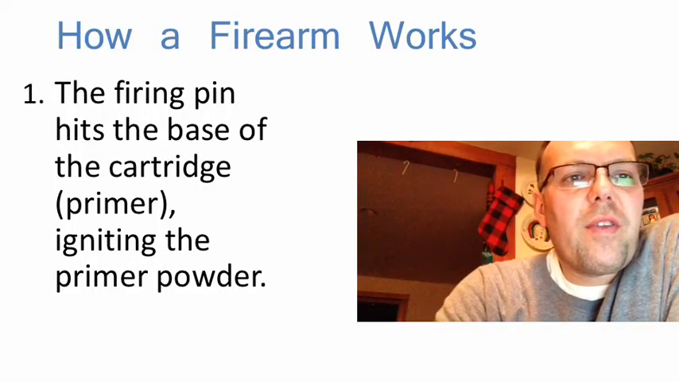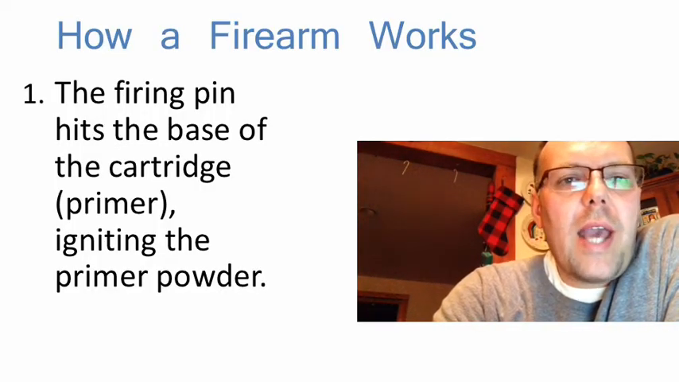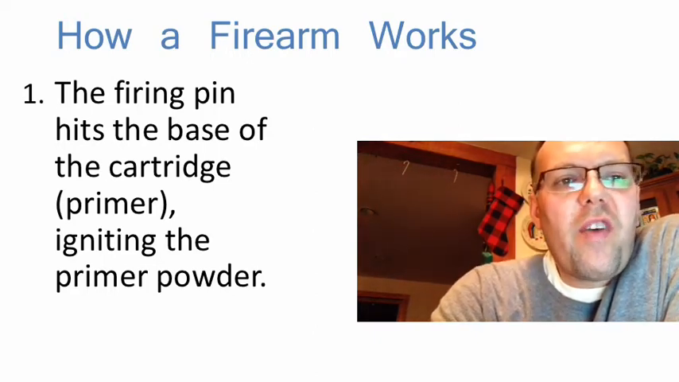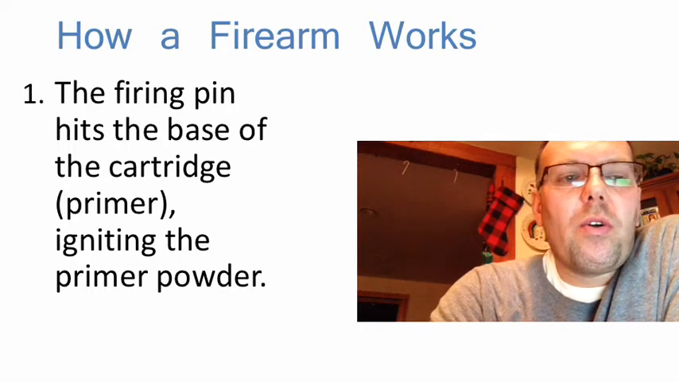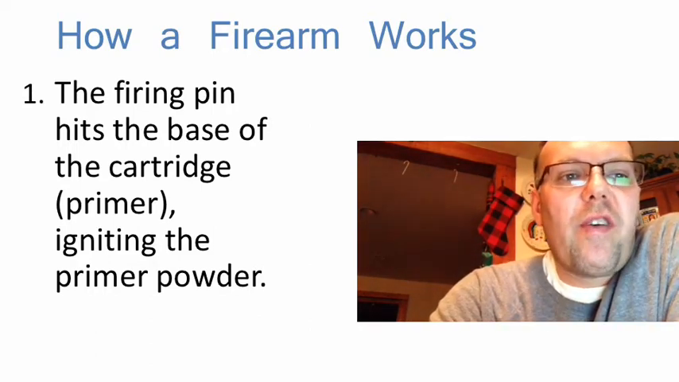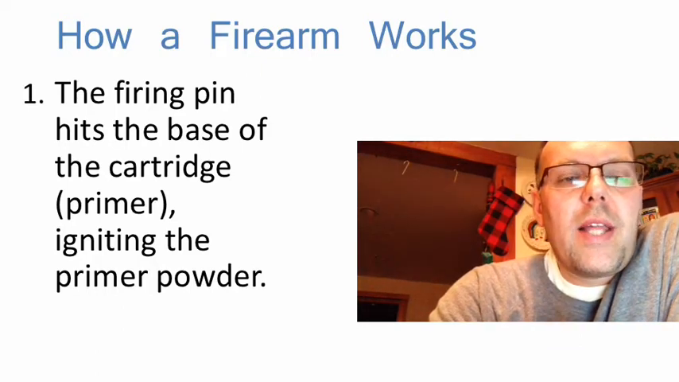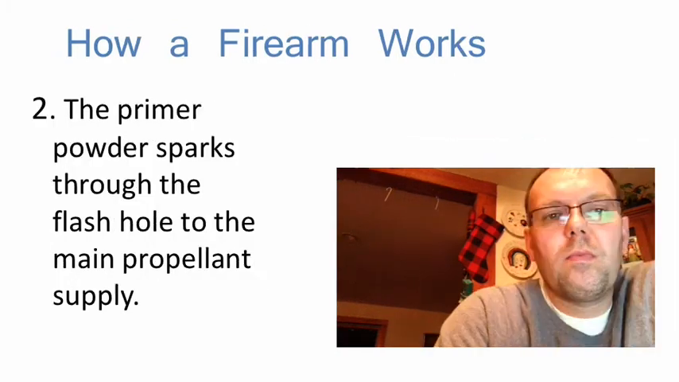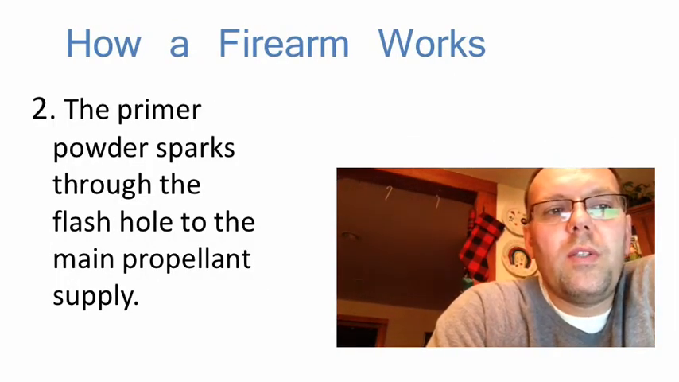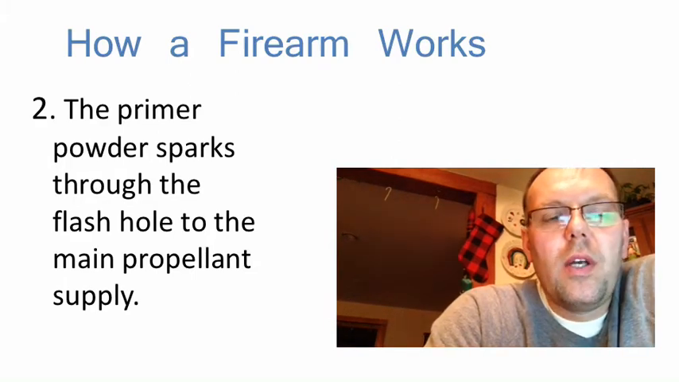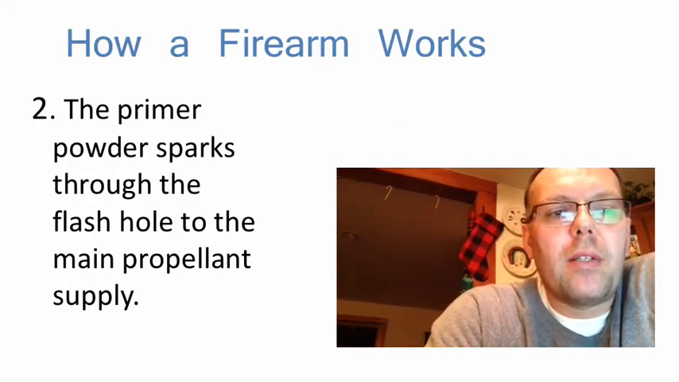What we're going to talk about for the next couple slides is what actually happens when the firing pin strikes the cartridge. Well, the firing pin actually strikes the thing called the primer. The type of round which I showed you was actually a center fire primer. And that primer powder ignites and goes through a flash hole. Once the primer powder sparks, it goes through the flash hole and then it ignites the main propellant, the gunpowder.